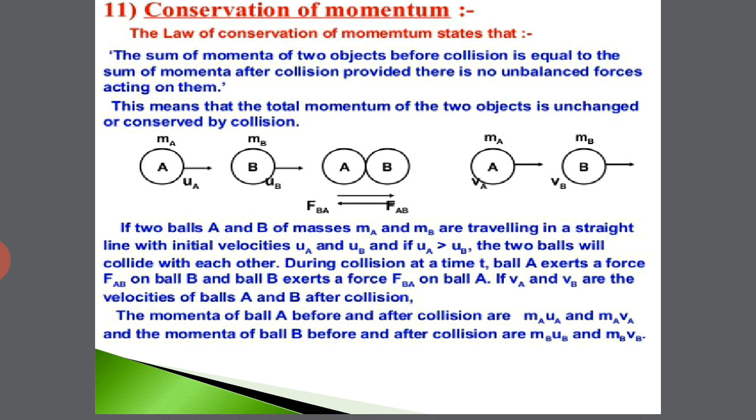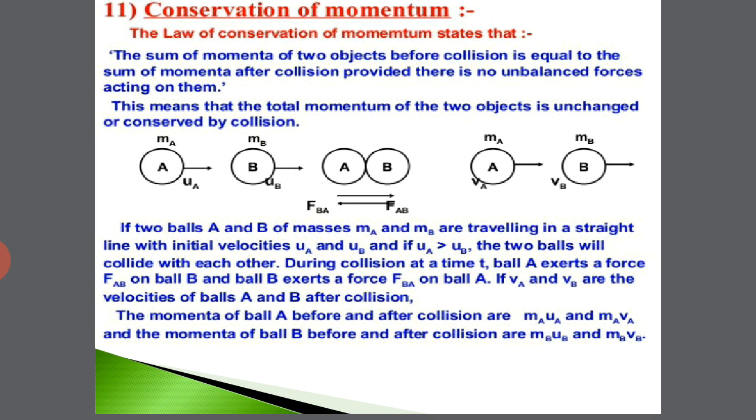Conservation of momentum, the most important topic of this chapter. Many times it comes for 5 marks. Conservation of momentum states that the sum of momenta of two objects before collision is equal to the sum of momenta after the collision, provided that there is no unbalanced force acting on them. Got it? This means that the total momentum of the two objects is unchanged, or conserved, by collision.